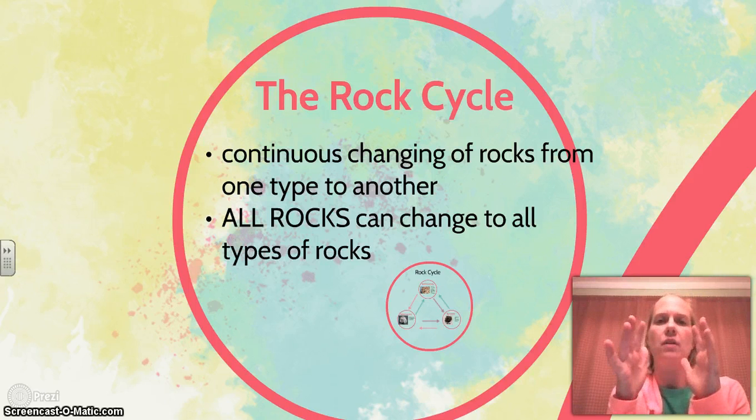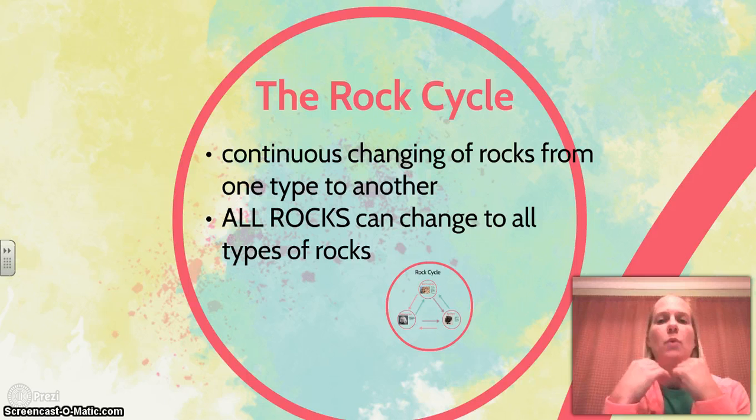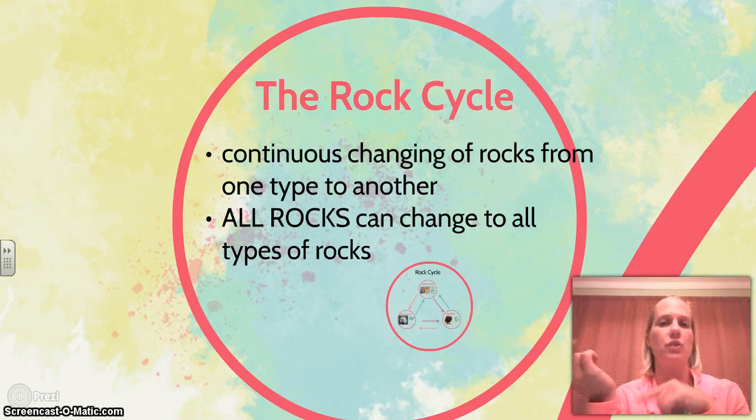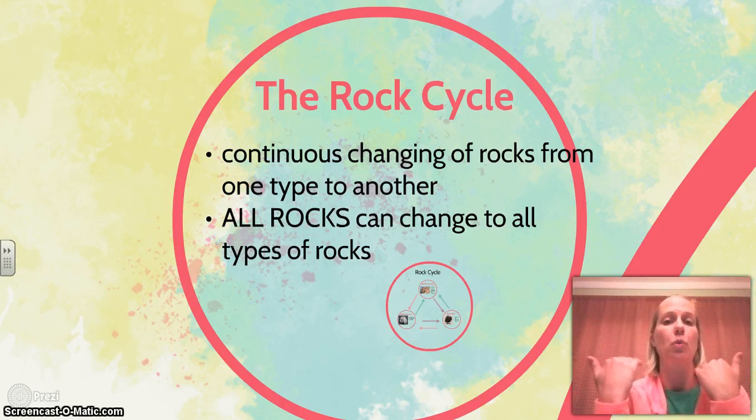So we talked about plate tectonics, we've talked about the layers of the earth, so we need to talk about what these layers are actually made from. The rock cycle, a definition being a continuous changing of rocks from one type to another. You have to remember, all rocks can change to all other types of rocks. It's not like sedimentary can't become metamorphic. It can. It's just going to have to undergo a process.